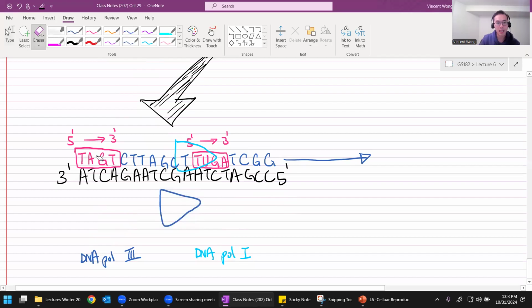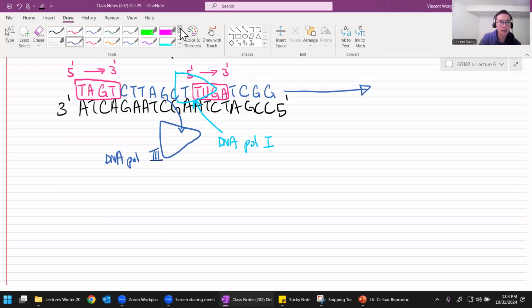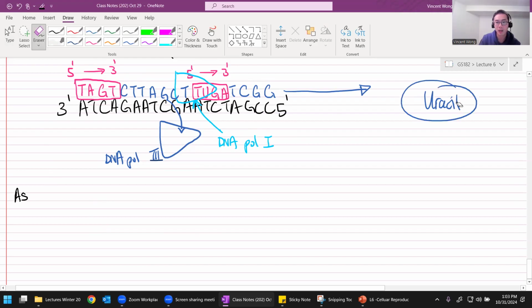Okay, so one more time. As the DNA polymerase 3 approaches the primer, it falls off, and then polymerase 1 is going to take over. Right? Polymerase 1 is going to take over, and it will remove the primer and replace it with actual DNA. All right? So let me write that down for you. I gotta get my color sorted out. What does U stand for? U is uracil. Okay, it's only found in RNA. Okay, uracil.